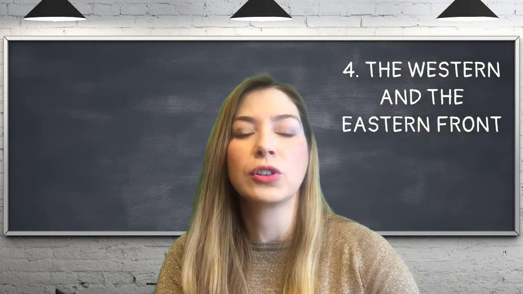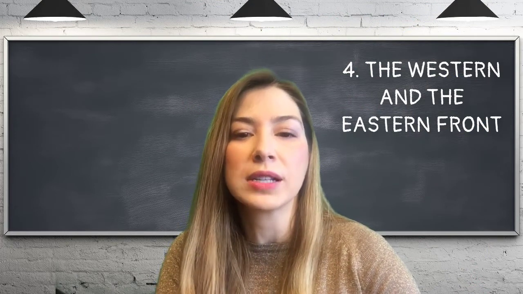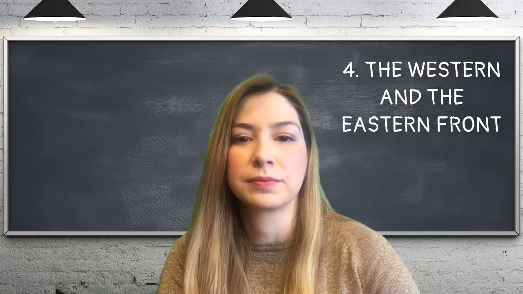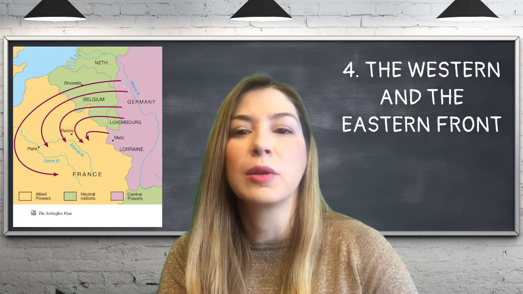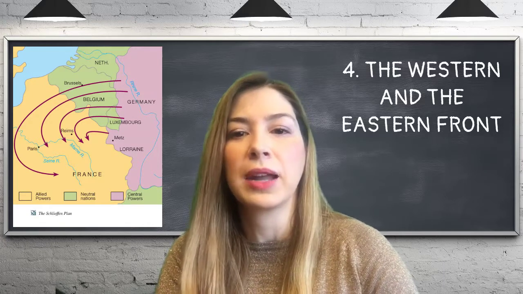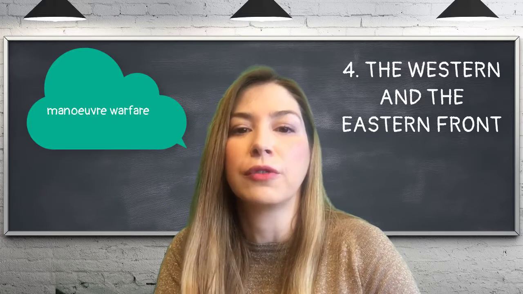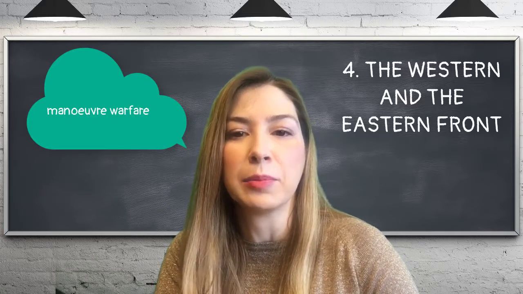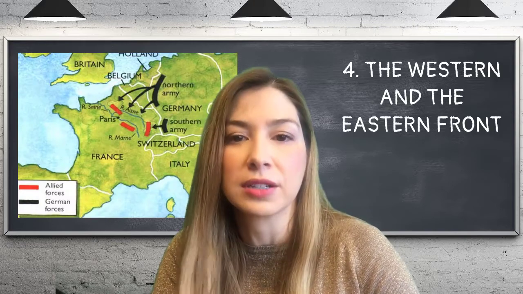World War I was fought on a number of separate fronts, but the two main ones were the Western and the Eastern Front. Germany had developed the Schlieffen Plan for a war against both France and Russia. This plan involved attacking France first and using maneuver warfare to win quickly by taking Paris. After that, the Germans could turn east and fight the Russians.